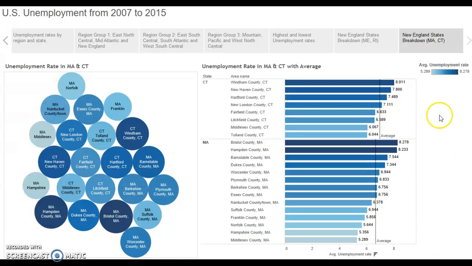And I also provided the averages here of each state, so you can compare each county and see where they are relative to the state overall. So that is my presentation, and that essentially is the current climate of unemployment across the United States for 2007 to 2015.